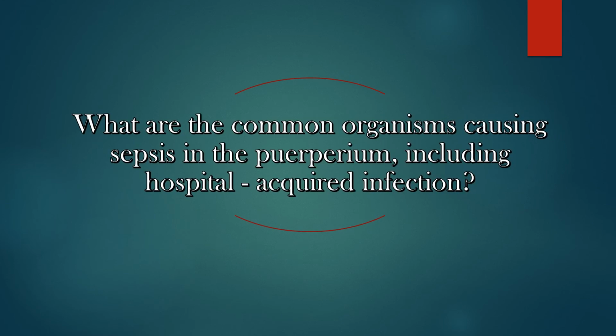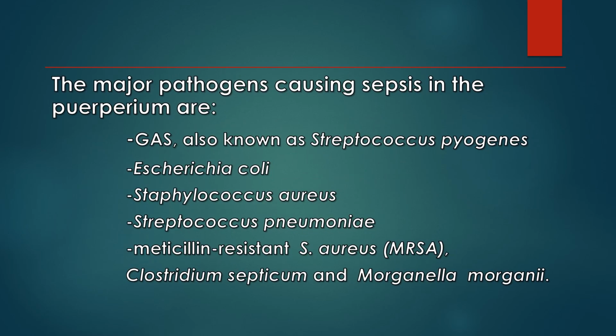What are the common organisms causing sepsis in the puerperium, including hospital-acquired infection? The major pathogens causing sepsis in the puerperium are Group A Streptococcus, also known as Streptococcus pyogenes, Escherichia coli, Staphylococcus aureus, Streptococcus pneumoniae, and methicillin-resistant Staphylococcus aureus or MRSA, Clostridium septicum, and Morganella morganii.